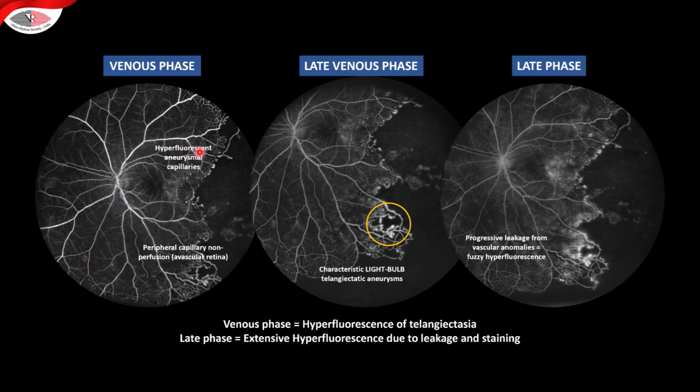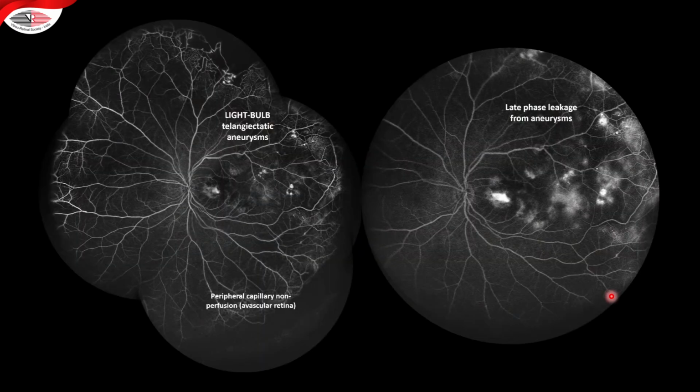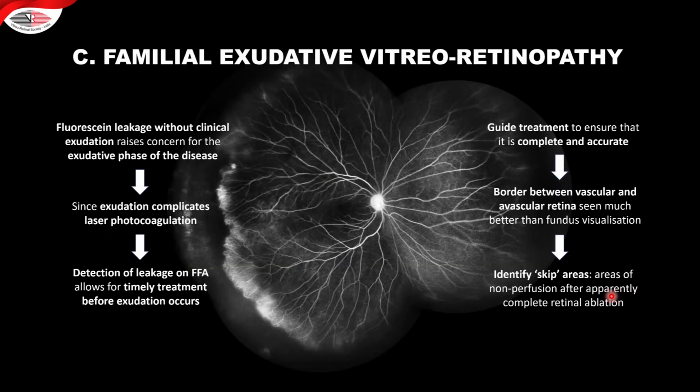This is the venous phase. You see the aneurysmal capillaries which are there, which are leaking and lead to a lot of damage in the long run. You see this deposit of yellowish thick lipids, very classic of Coats. This is, of course, a case of an adult Coats, a 26-year-old male, which had these changes. So one has to always do angiography and then find the leaking spots and laser them effectively. Otherwise, they will keep leaking and cause much more persistent damage.